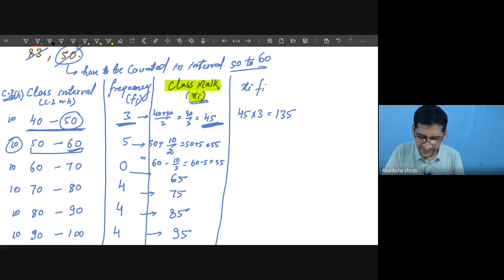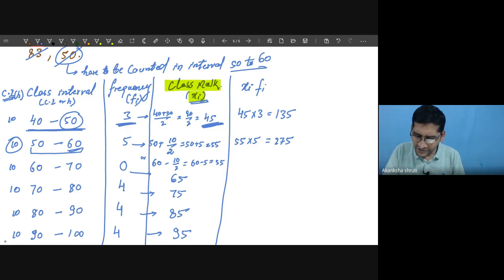The next one is, again you have to multiply this 55 with 5. Multiply it. 5 5s are 25. Wrong. Let me correct it. 5 5s are 25, plus 2 is 27. So this way we had to calculate.